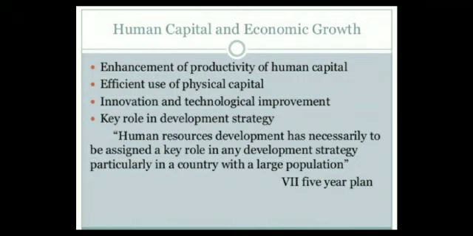So, it enhances the productivity of human capital, efficient use of physical capital, innovation and technological improvement, and plays key roles in development. Human resource development has to be assigned a key role in any development strategy, particularly in a country with a large population.